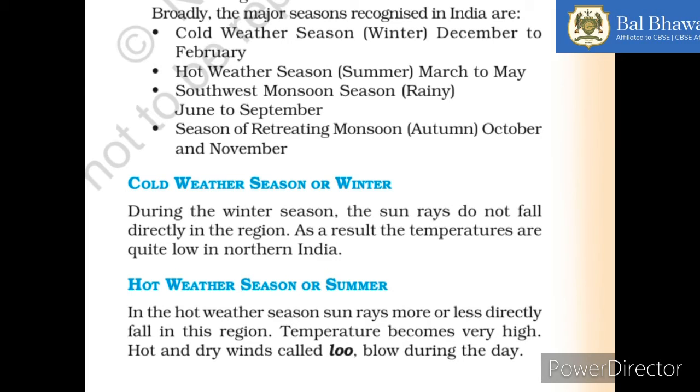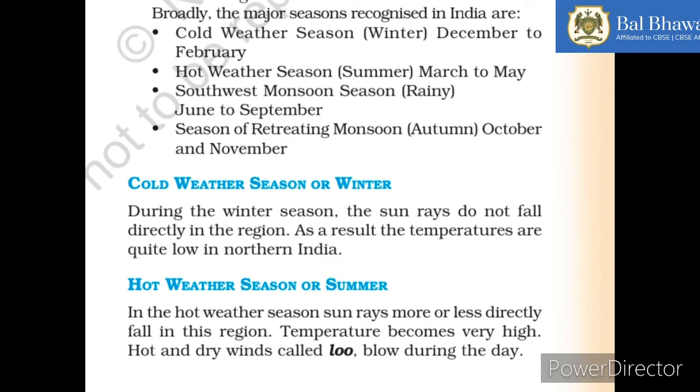Next topic is the cold weather season or winter. During the winter season, the sun rays do not fall directly in the region. As a result, the temperatures are quite low in northern India. In India, you must have seen in Jammu Kashmir and Himachal, there is snowfall because the sun rays do not reach directly, they are not vertical, so that is responsible for the dropping of temperature.